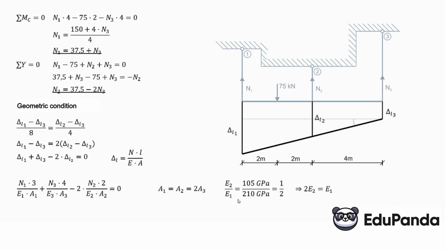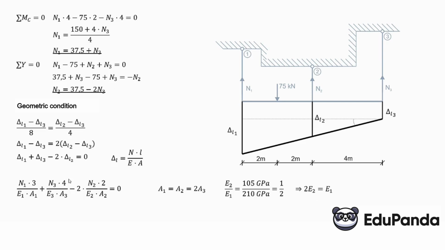It's good to make a ratio of these moduli because they are nicely given so we can easily compare them. It will be 1 to 2 because we have 105 GPa and 210. So the Young's modulus of the second material over the Young's modulus of the first is 105 over 210, GPa cancel out, and we get 1/2. If we multiply this crosswise, we will have that 2 times E2 equals E1.